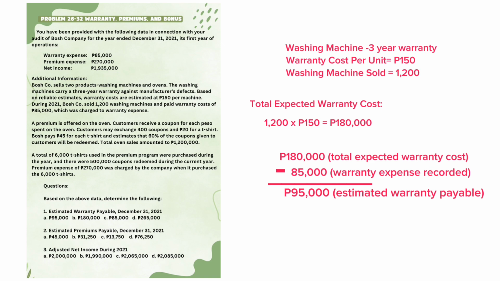So why do we record this? Under PAS 37, a company must recognize a liability if, one, there is a present obligation, which is the warranties. Number two, it is probable that an outflow of resources will happen. Three, the amount can be measured reliably. So since the warranty cost meets these conditions, we need to record it.